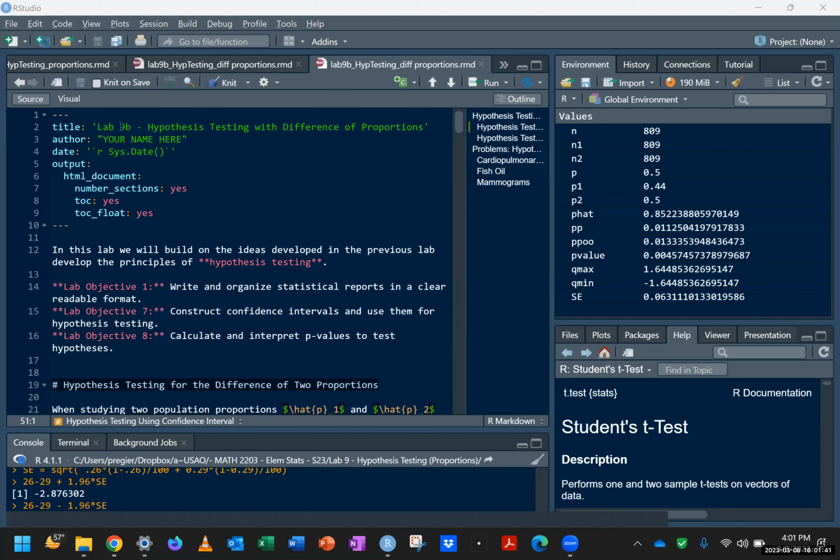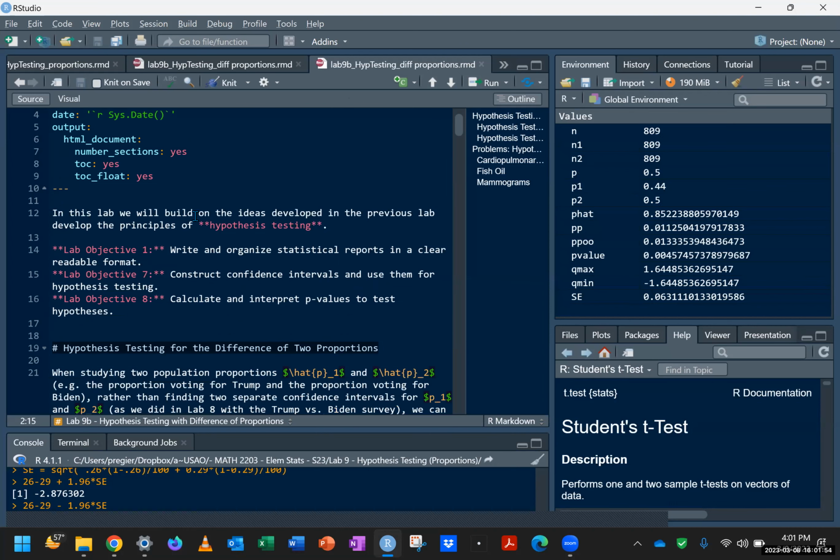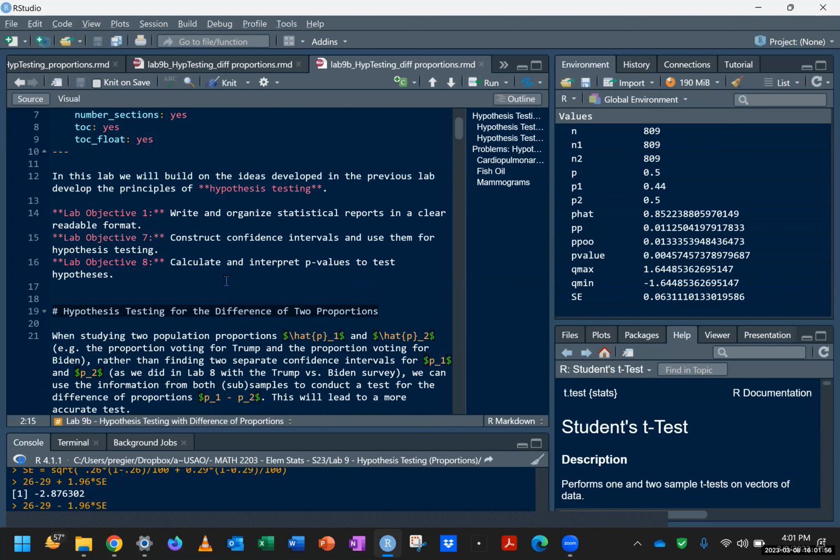Now just to note, if you have a version that doesn't say 9B at the front, go ahead and re-download it. I may have updated the version of the lab. I made the intro example a little bit more applicable to the specific data we have. So here's the difference in our test.